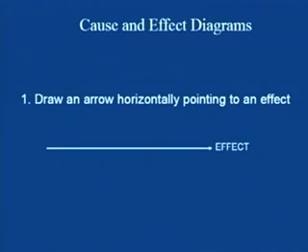Draw an arrow horizontally pointing to an effect. Just write the effect first and draw a horizontal arrow pointing towards this effect. As I earlier mentioned, first you need to identify the effect, and the effect may be the quality of the product that we are manufacturing, quality of the component, quality of the assembly, or quality of the performance of the product, whatever it is. First you identify it, then write the effect here and draw a horizontal line.